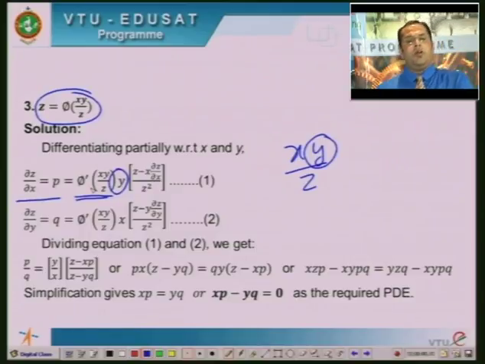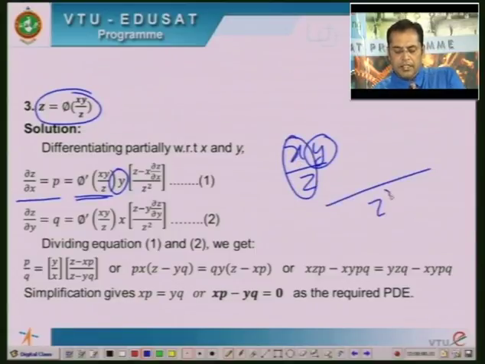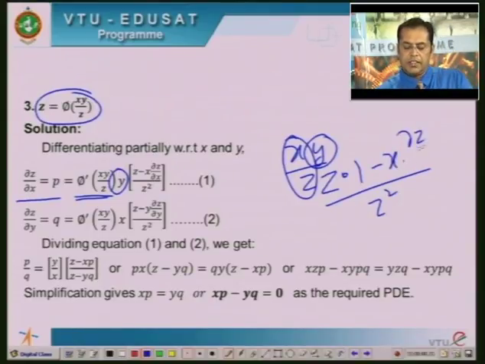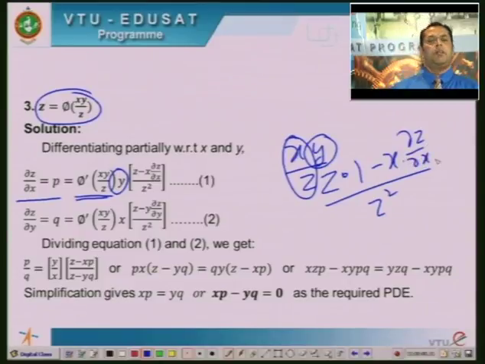Then apply quotient rule for x by z. When you apply the quotient rule for x by z, first it is the denominator squared, z squared, then the denominator z into the differentiation of numerator x, which is 1, minus numerator x into the derivative of z, which is dou z by dou x. If you apply notations, this will be p. So, you get z minus xp by z square.